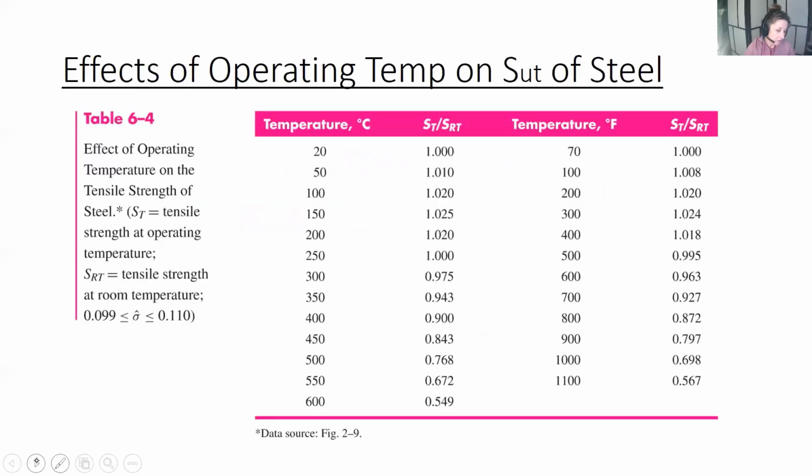This is just an interesting figure. It shows the effect of operating temperature on the ultimate strength of steel. It's just showing that the ST is the tensile strength, the operating temperature, so whatever is the actual temperature, versus room temperature. And you see that that ratio goes down as the temperature increases.